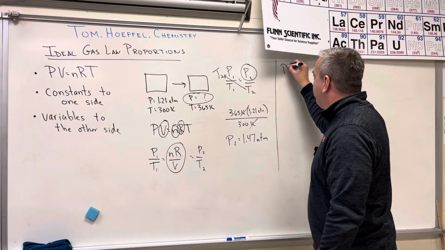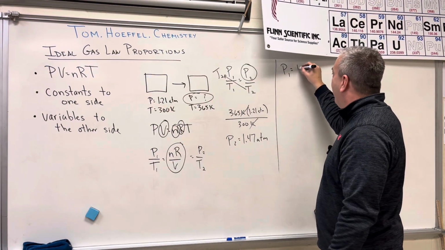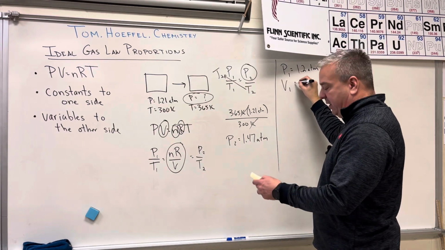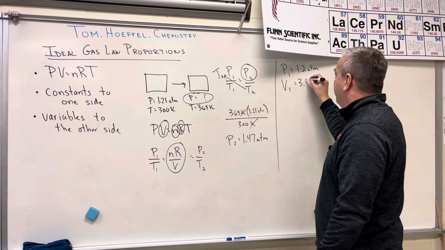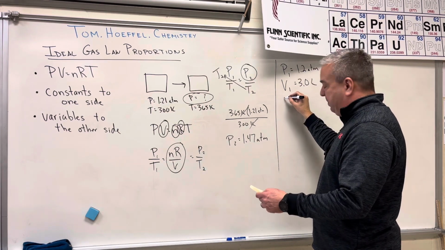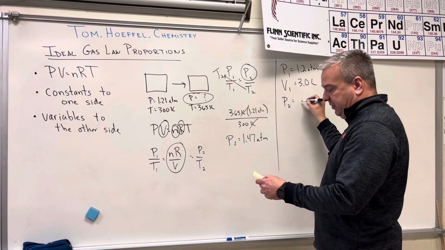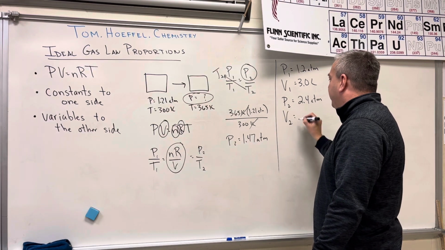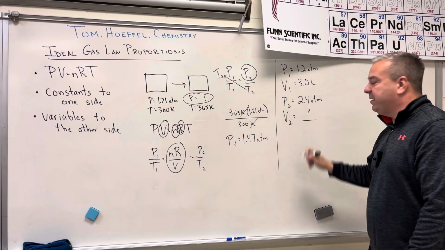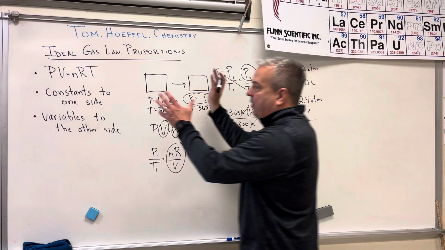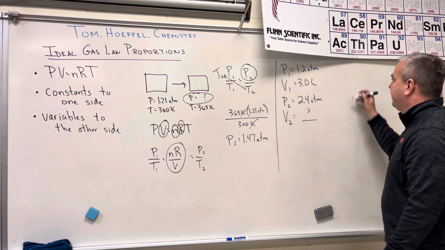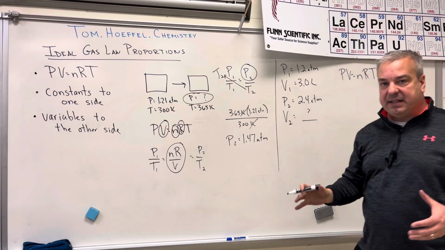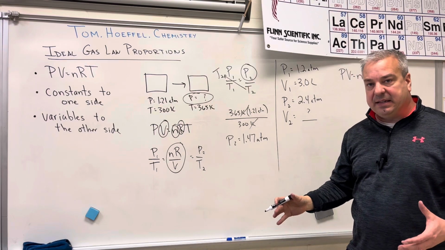We're going to say that P1 is equal to 1.2 atm. V1 is going to be equal to 3.0 liters. P2 is going to be equal to 2.4 atm. And what we're going to try to solve for is V2. That's what I want to figure out. So once again, I'm going to start with PV equals nRT. And I'm going to put everything that varies on one side and everything that is constant on the other side.